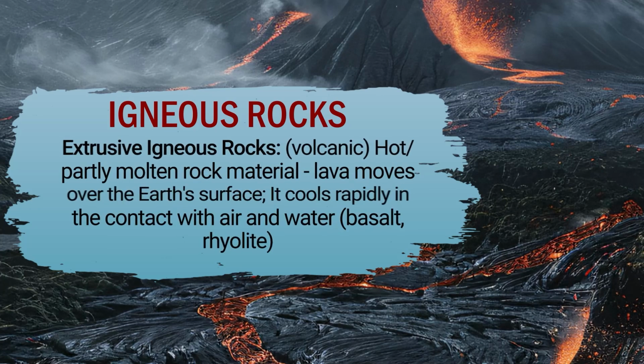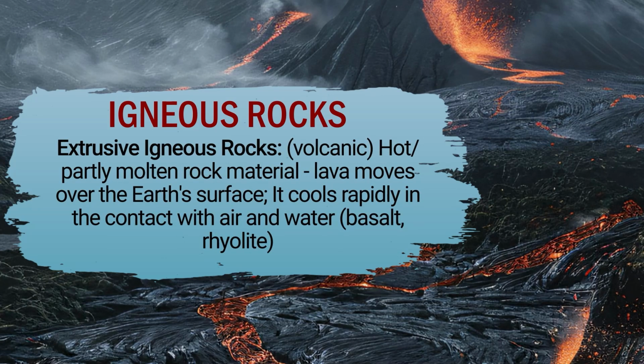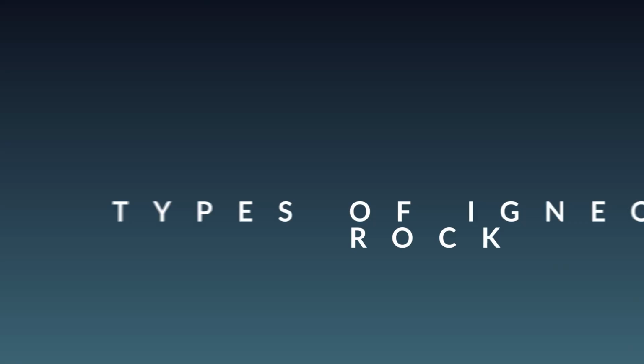Now extrusive igneous rocks are volcanic rocks. They are hot, partly molten rock material. The lava moves out onto the earth's surface and it cools rapidly because of contact with water or air. Examples are basalt and rhyolite.